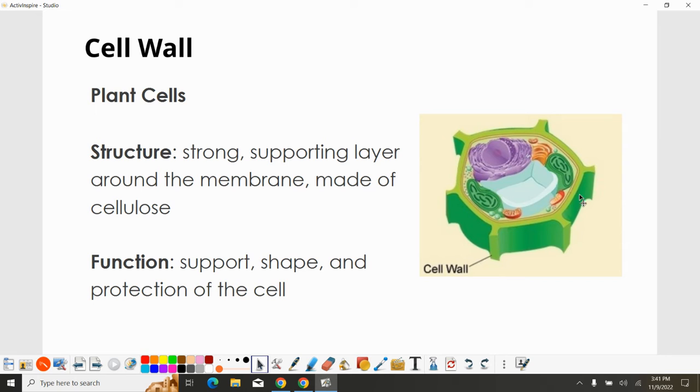But what they have in addition to that is this thicker, stronger outer layer called a cell wall. It is a strong supportive layer made of cellulose, a starch, a carbohydrate. Its function is to provide support and shape, as well as protect the cell. Animals like us, we have skeletons that provide us support. Keeps us from collapsing into a blob on the ground. Plants don't have skeletons. They need something else that provides them support that allows them to stand upright. It's the cell walls that do that.